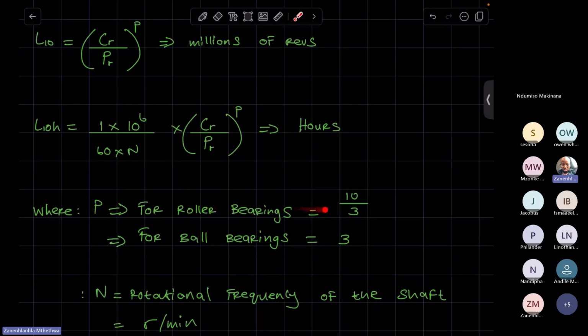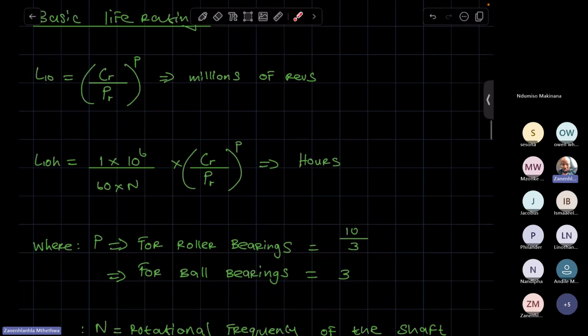So I've shown you here what this P is equal to. For roller bearings, the exponent P is 10 over 3, and for ball bearings, the exponent P is 3. So when substituting the exponent P, CR and PR, whatever you get here will be in millions of revolutions. Similarly, the basic life rating in hours is denoted as L10H, or L sub 10H.